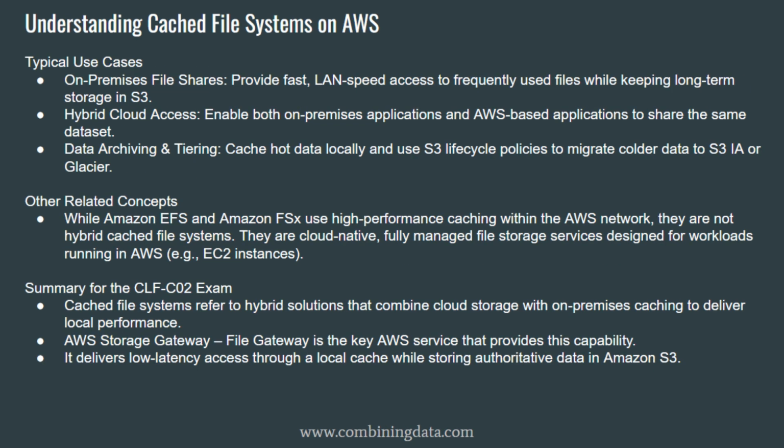This architecture enables several important use cases. One common use case is on-premises file shares, where teams need fast access to frequently used files but want to store everything centrally in AWS. Another use case is hybrid cloud access, where both on-premises applications and cloud-based workloads need access to the same dataset. It is also commonly used for data archiving and tiering, where hot data stays cached locally and colder data is stored in lower-cost S3 storage classes using Lifecycle policies.